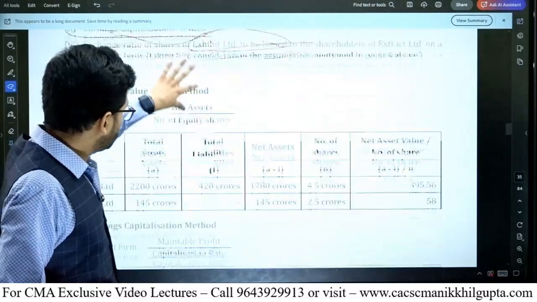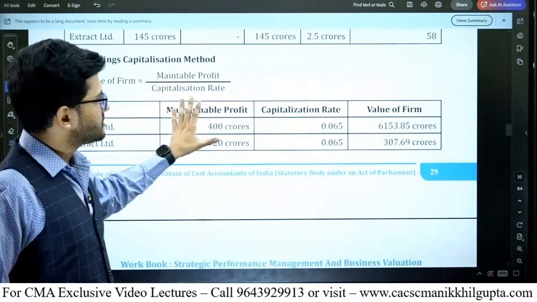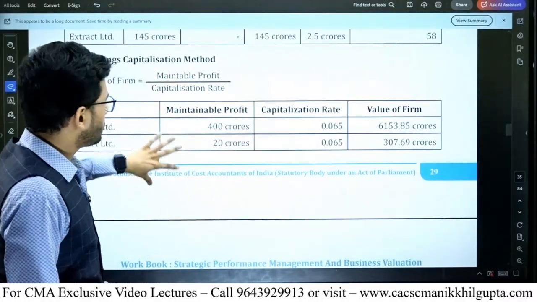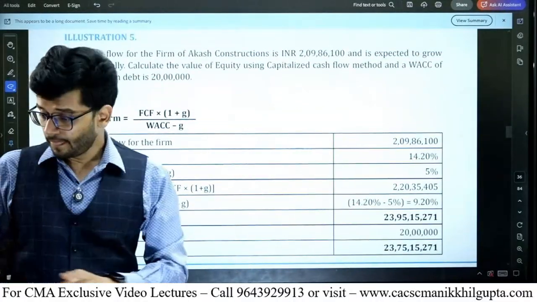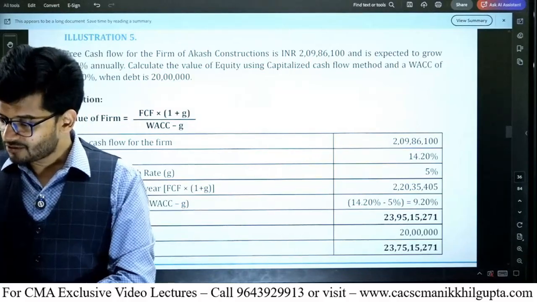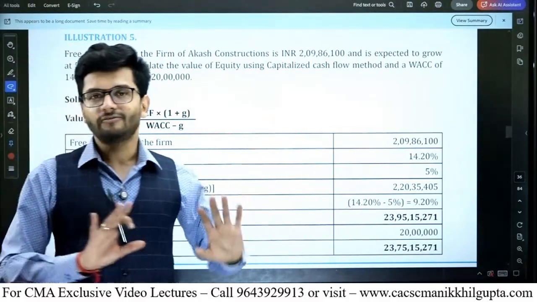Yes, NAV is required to be calculated, which is assets minus liabilities is the NAV. Then value of firm, which is using the earnings capitalization method, is required to be calculated. Quite straightforward calculation, guys. So I marked it as easy, straightforward calculation. Illustration number 5 also, easy, straightforward calculation.